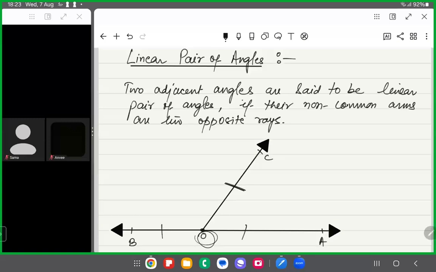That means this pair of angles are adjacent angles. Now, this adjacent pair of angles is said to be a linear pair if their non-common arms, this one and this one, are exactly opposite to each other and making a straight line. You can see that their non-common arms, OB and OA, are exactly opposite to each other.